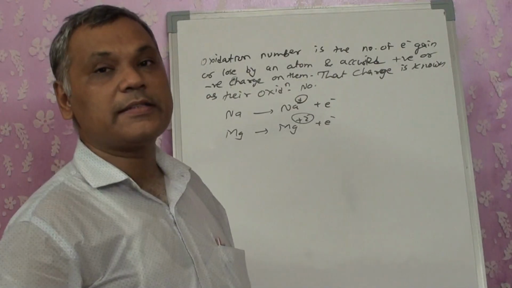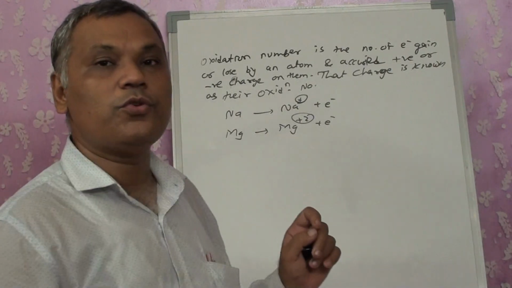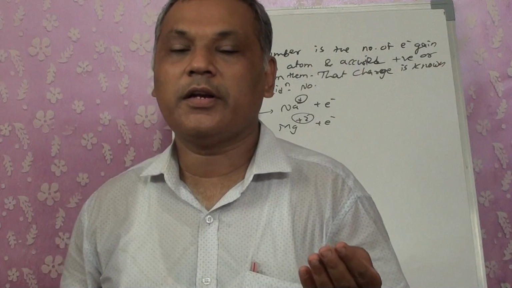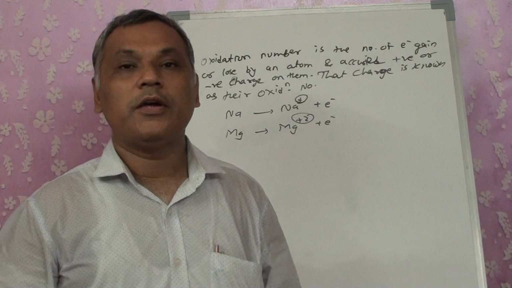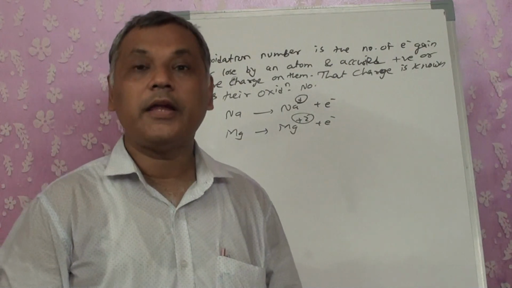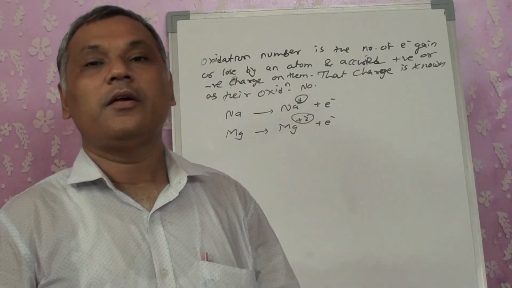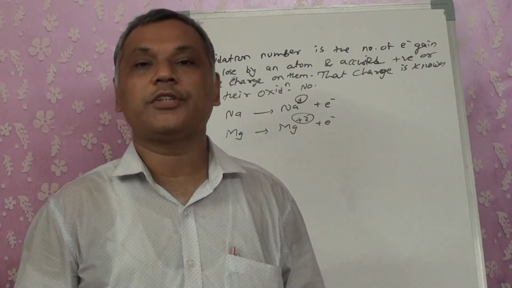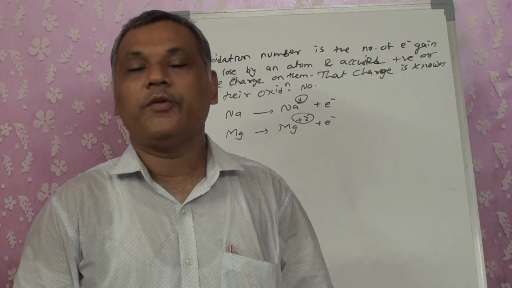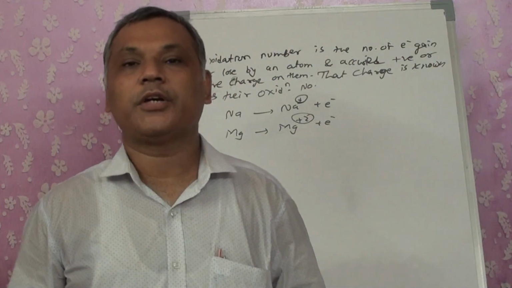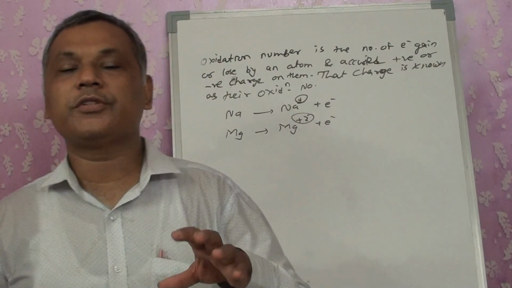Now how do we decide their oxidation number? Metals have a tendency to donate electrons, and non-metals have a tendency to gain electrons. So from left to right, following the octet rule, they want 8 electrons in their outermost orbit to get a stable electronic configuration, the inert gas configuration. They either donate or gain electrons. If they donate electrons, they acquire a positive charge. If they gain electrons, they acquire a negative charge. In short, they want to reach stability.